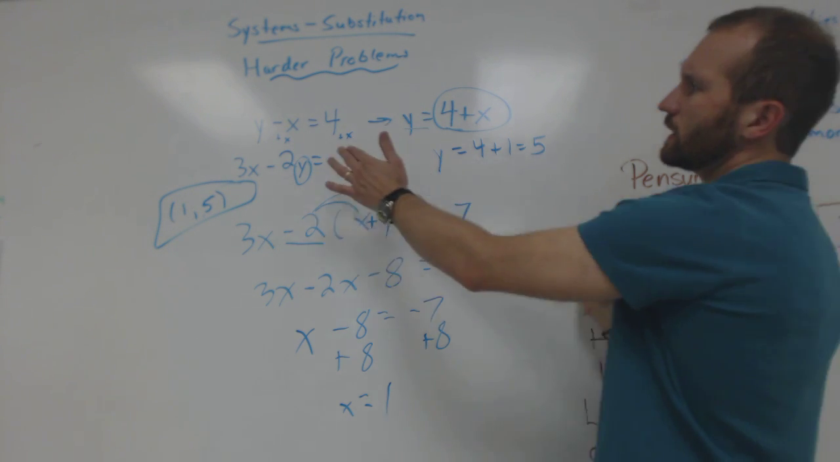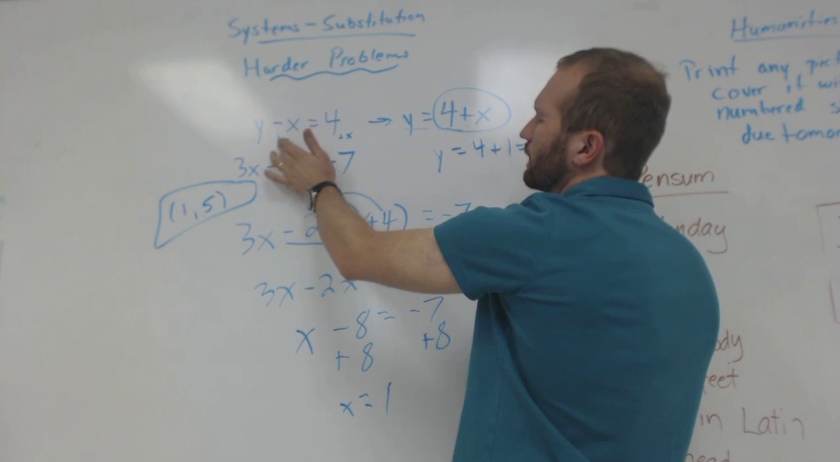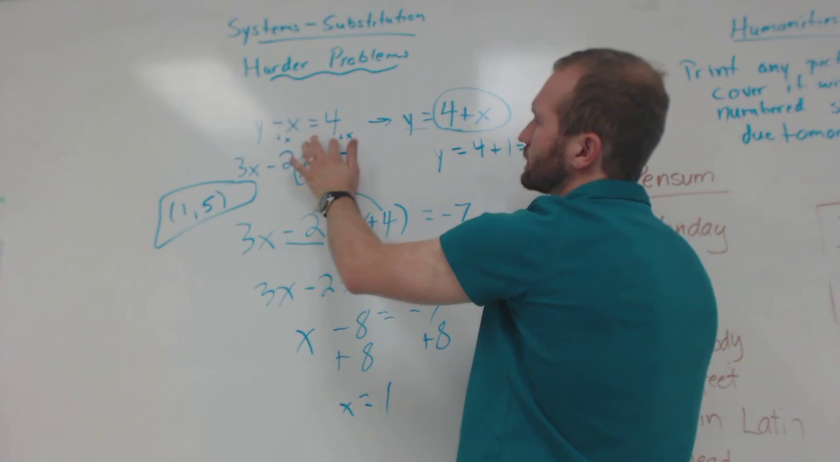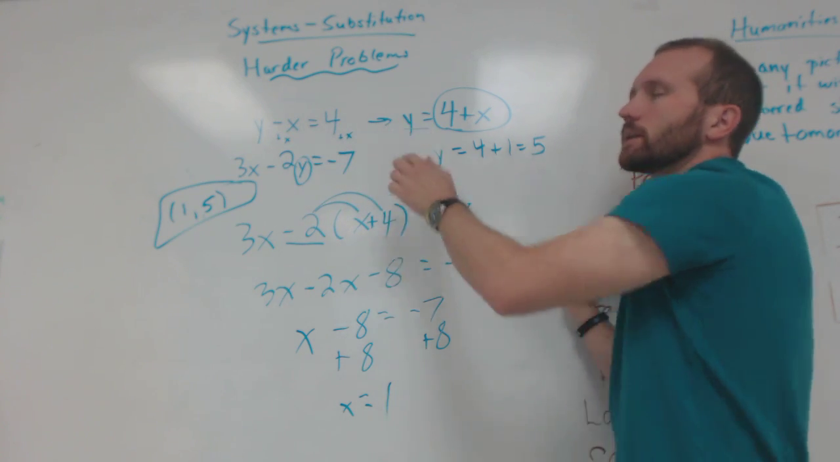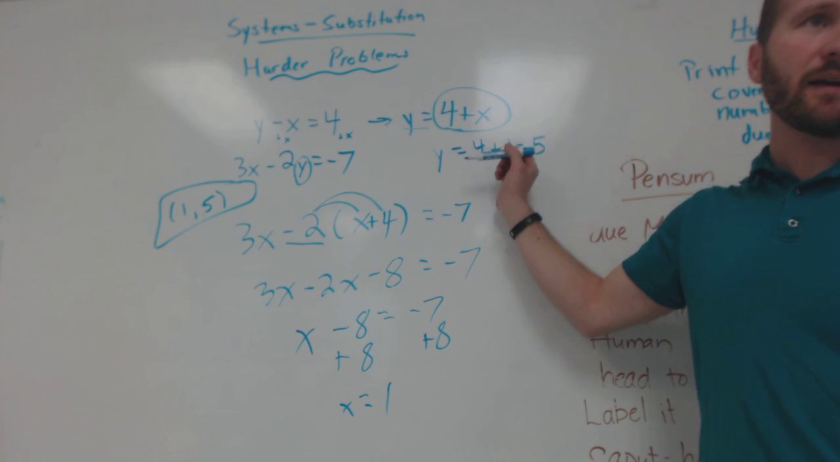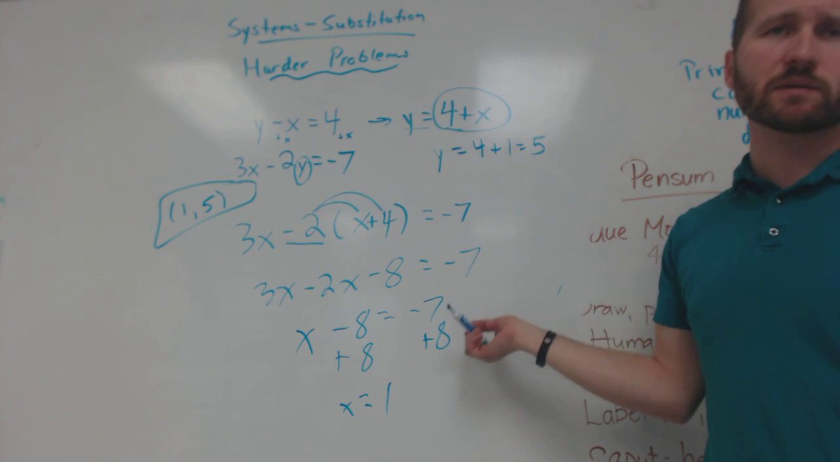So this was the key step. Figuring out that in this equation, I could add x to both sides in order to isolate y. That's a new step. Everything after that was the same as what we've been doing.